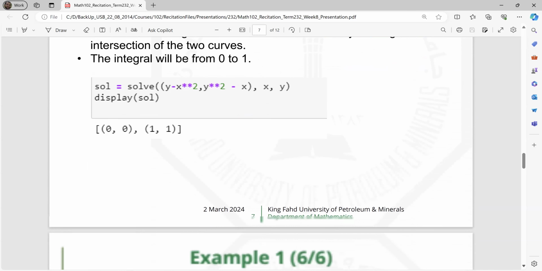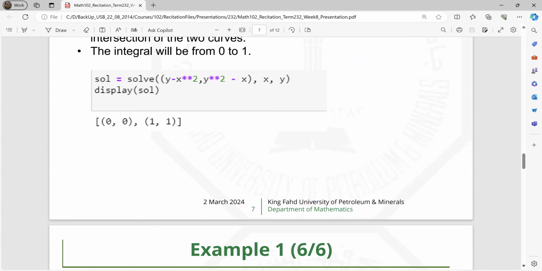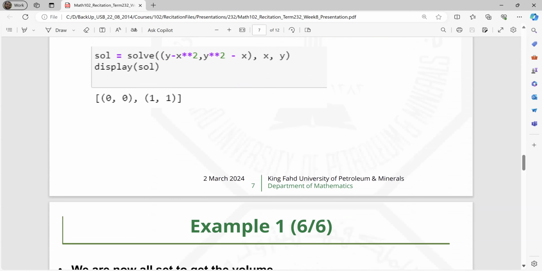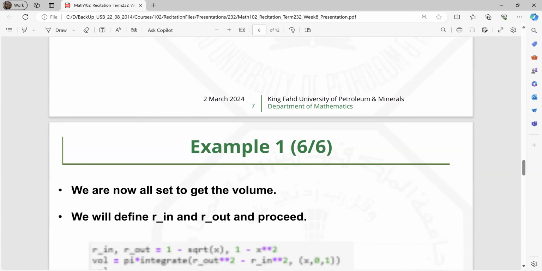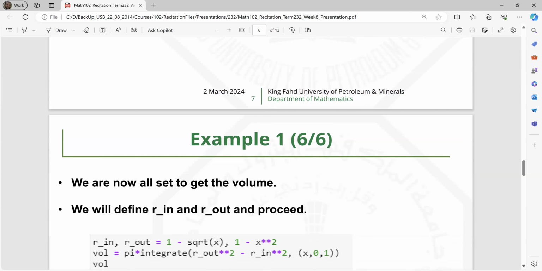Okay, so now that you understood this, we can just compute the integral. We are all now set to get the volume, and we define r out and r in to be able to proceed. Here is the definition. R in would be 1 minus the square root of x. R out would be 1 minus x squared.